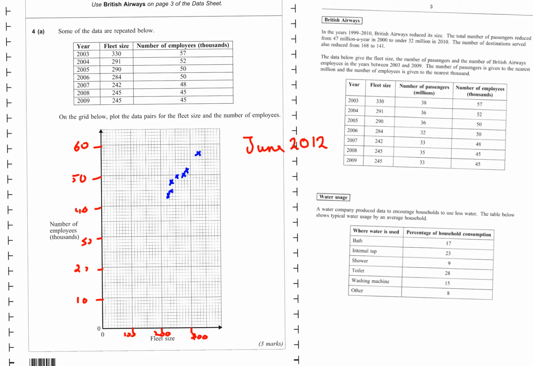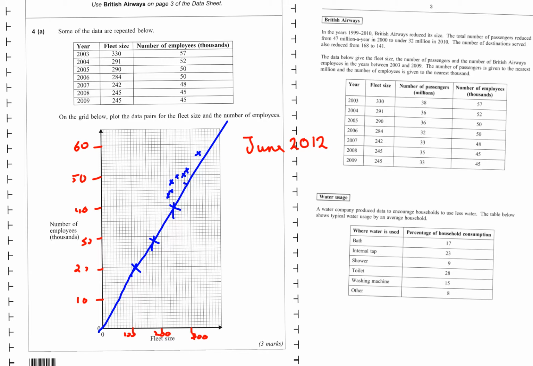Now, a typical question on this type of scatter graph that you can get will be things like, explain how you can tell from the graph that the fleet size and the number of employees are not directly proportional. What we mean is, if something is directly proportional, all the points would be in a straight line, and it'll go through the origin. So the points should be something like this.